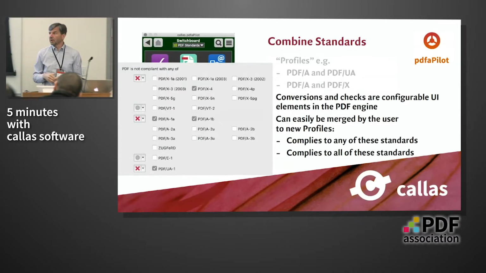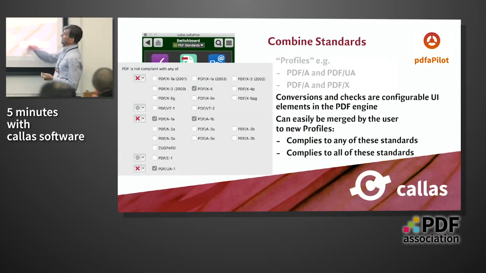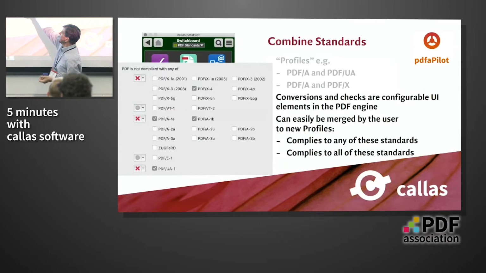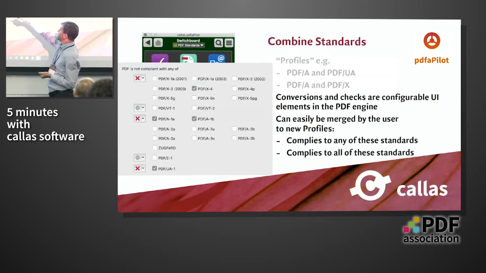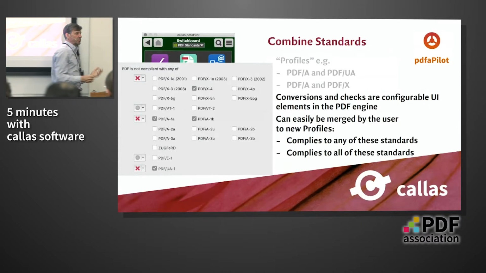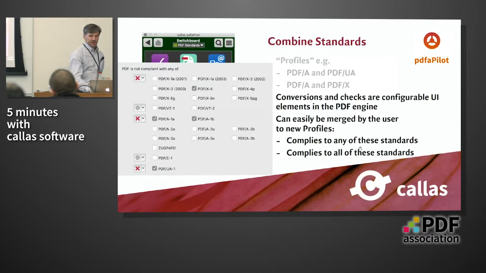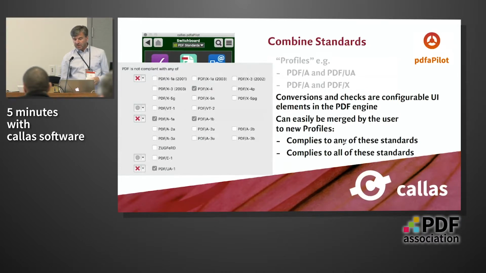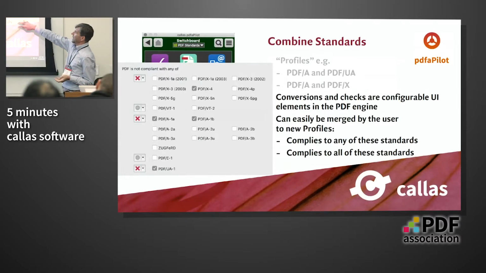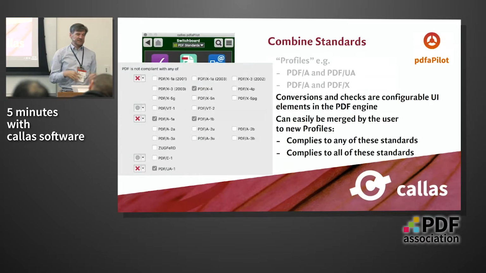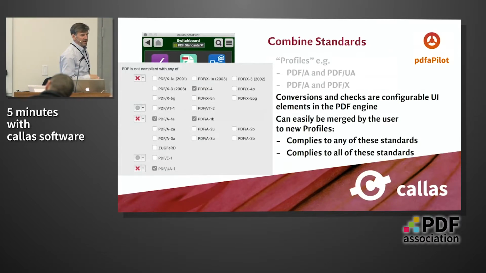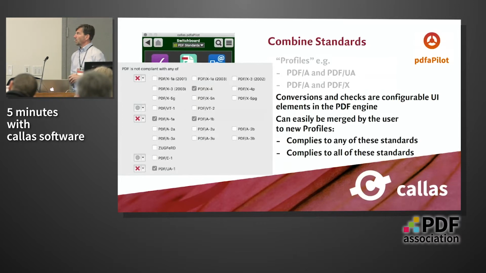You don't have to understand it, but this shows that in this example I'm asking the engine to check whether an incoming PDF file is compliant with either PDFX4, PDFA1 A or B, or PDFUA. When I combine two of these profiles together, I can say, okay, validate whether they comply with any of these standards, and I can also say whether they comply with all of these standards. As I've said, it's possible to create a PDF file that complies with more than just one ISO standard.